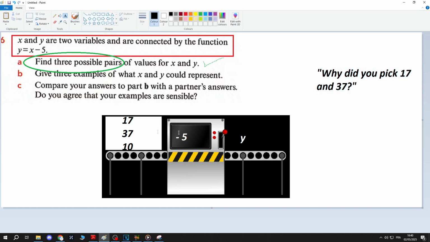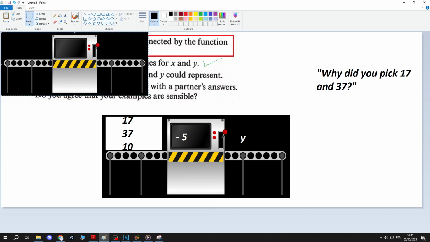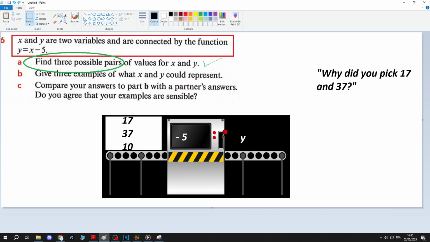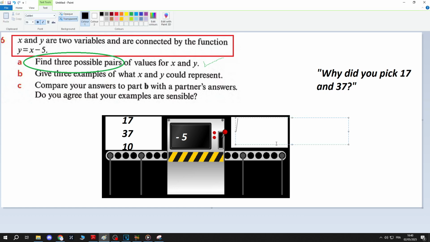Now, 17 goes through the process of getting subtracted by 5, right? So y will turn into the different numbers that we will eventually get. So 17 minus 5 will give us a 12. 37 minus 5 will be 32. And 10 minus 5 would be 5. This would be us answering question A.